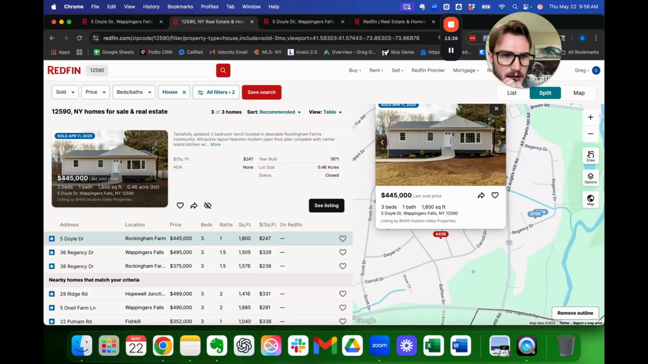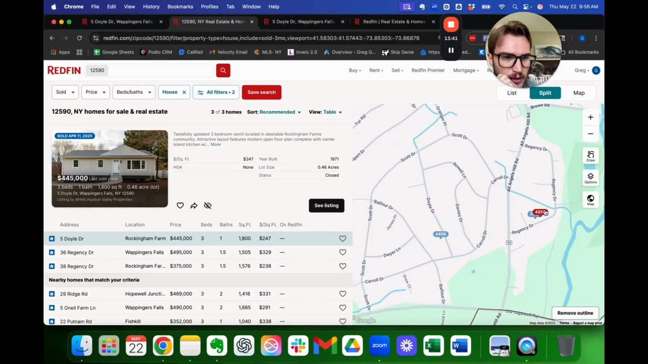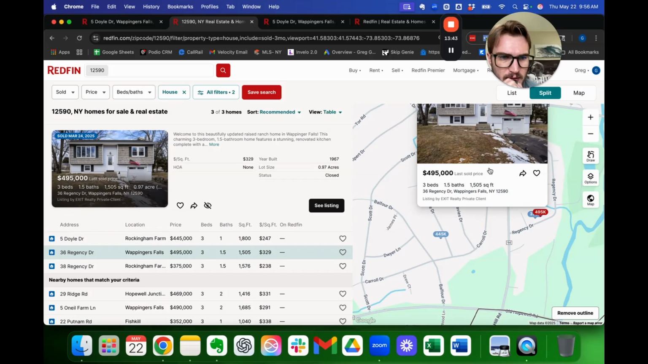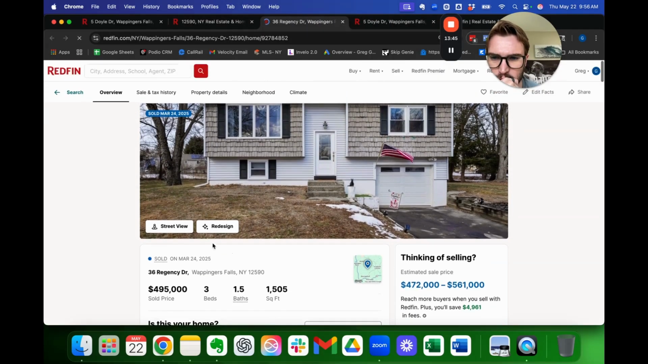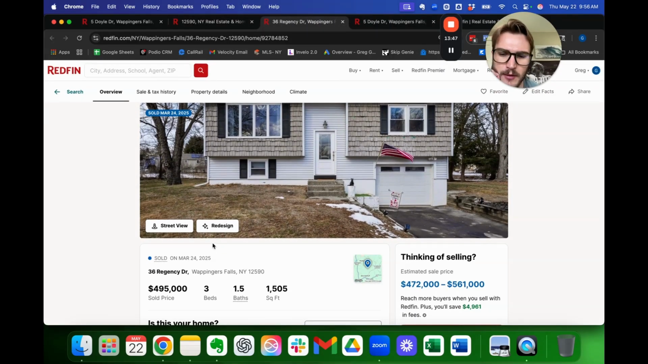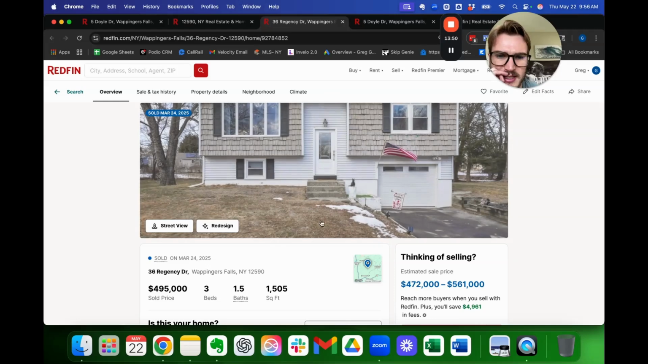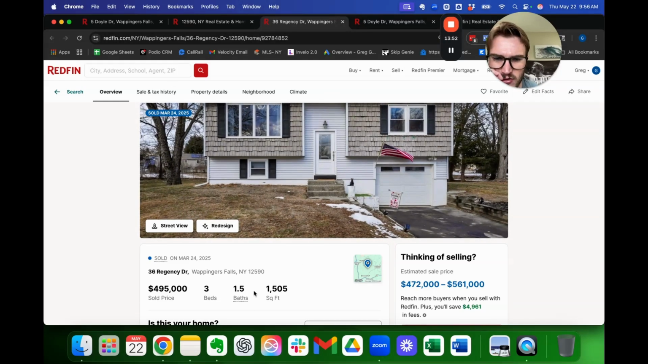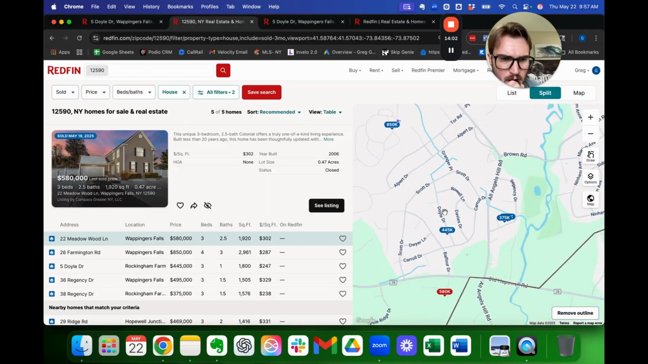If we look at the comps here, we have another one here, like $495. But this one sold recently. This thing sold in March of 2025, so 2 months ago. So the market's gone up a little bit since then. And this one has an extra half bath. Yeah, that's pretty much all we got in terms of comps.